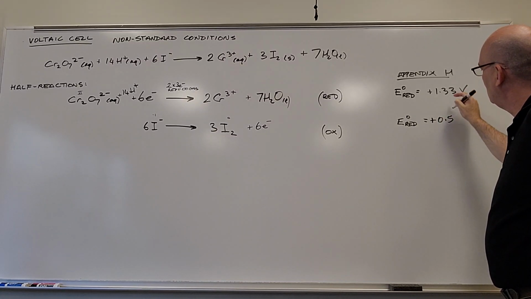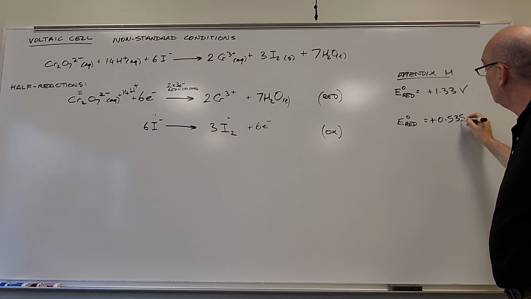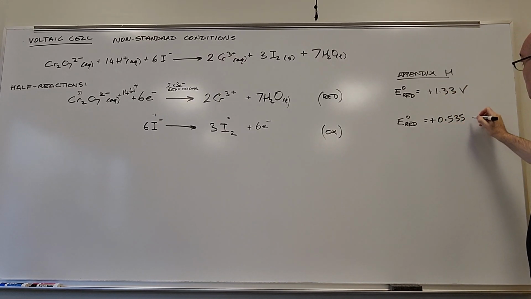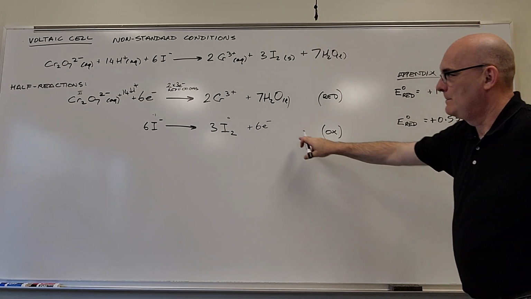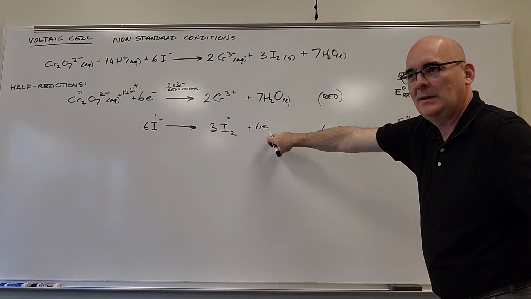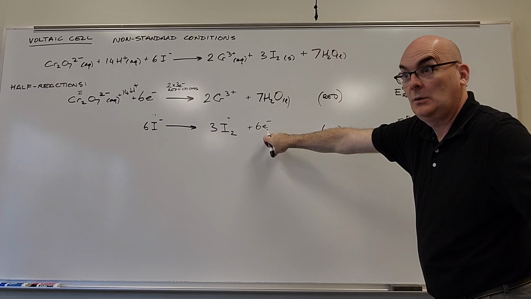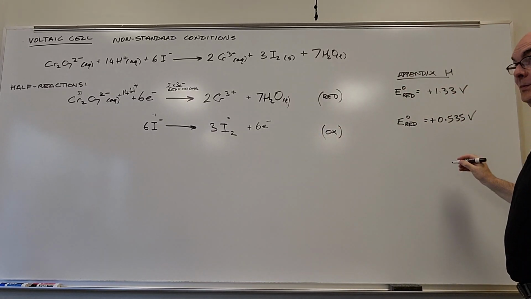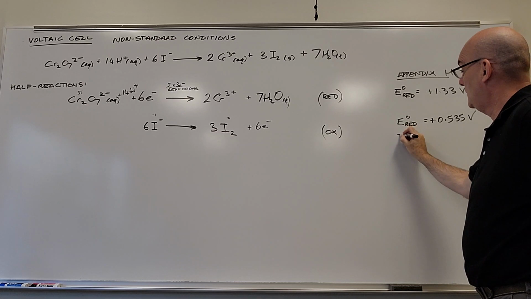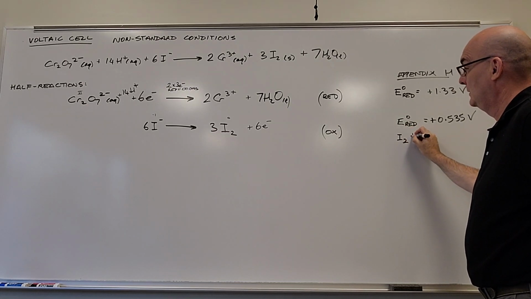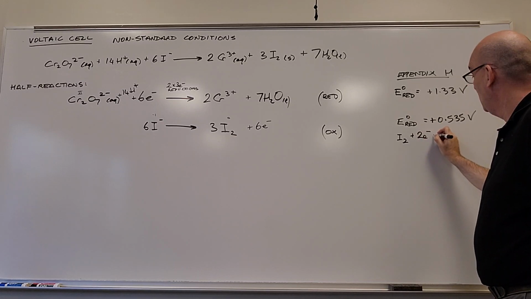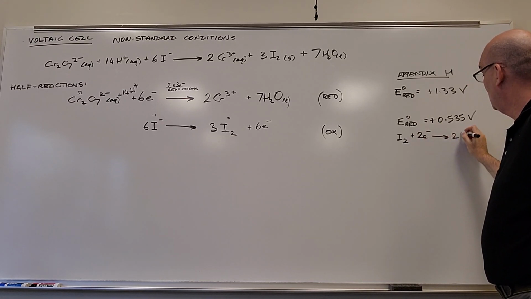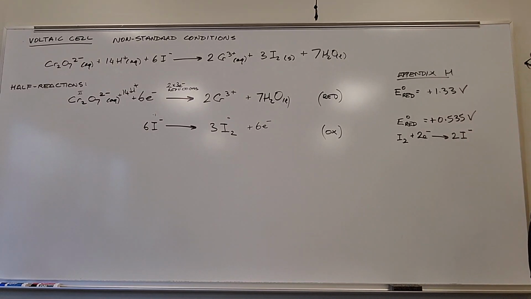0.5. I'm going to round this up. No, I can keep the 3.5 because I have 3 significant figures in both of those numbers now. That's the number. Does that number match this? Did you pull that from the appendix? No. What flipped and you pulled from the appendix was I2 plus 2e makes 2I minus. Yes. Okay.